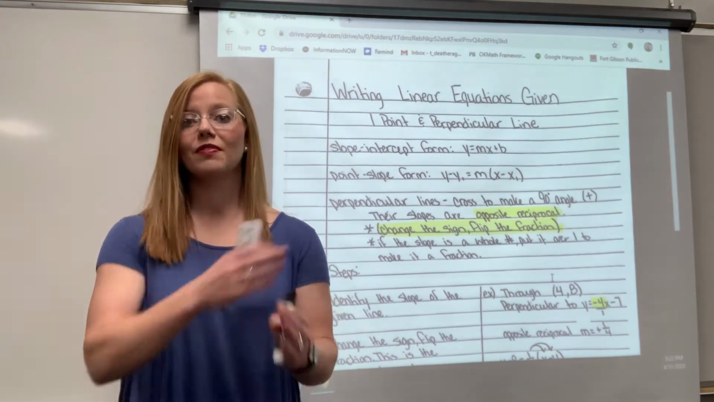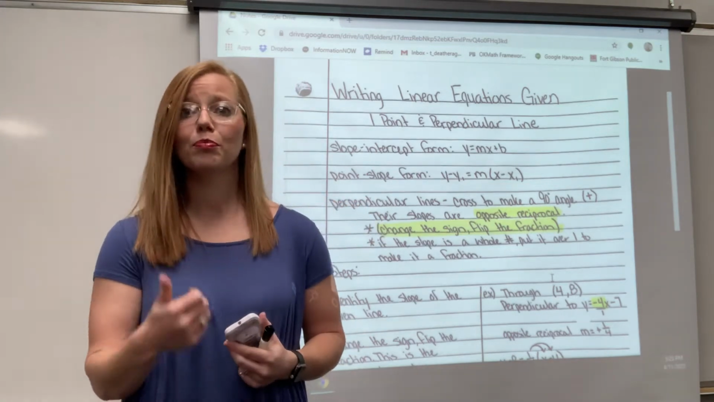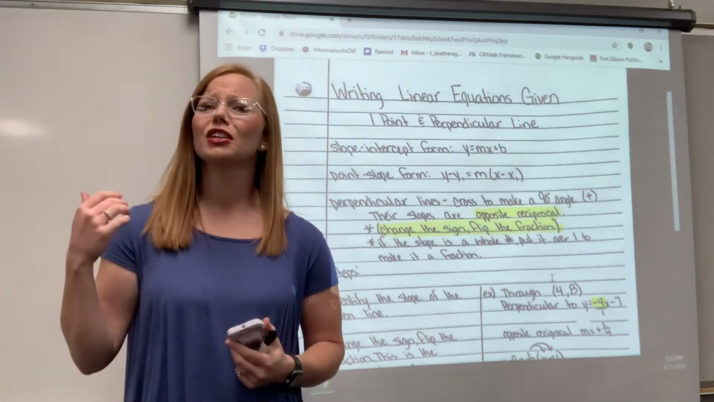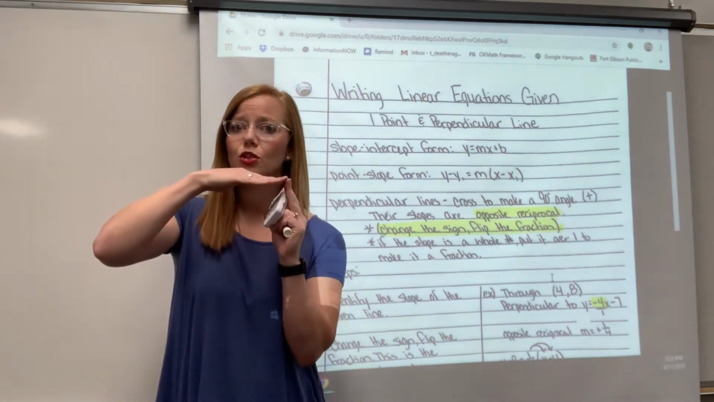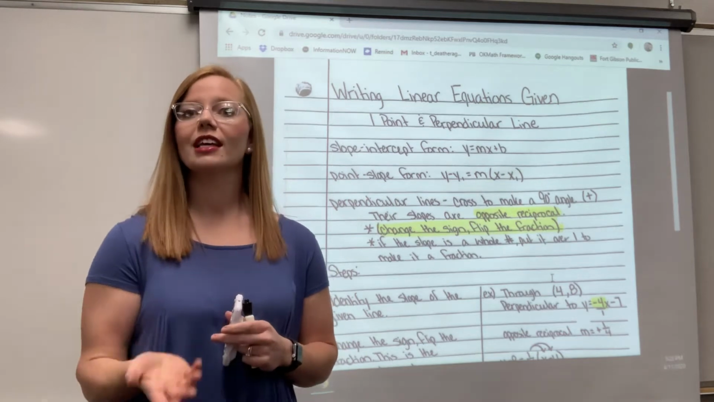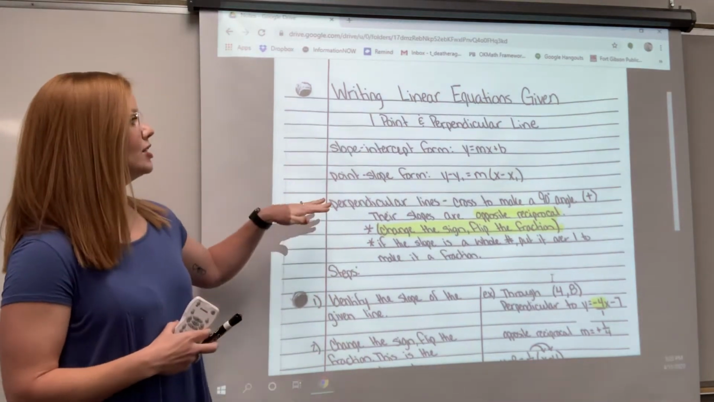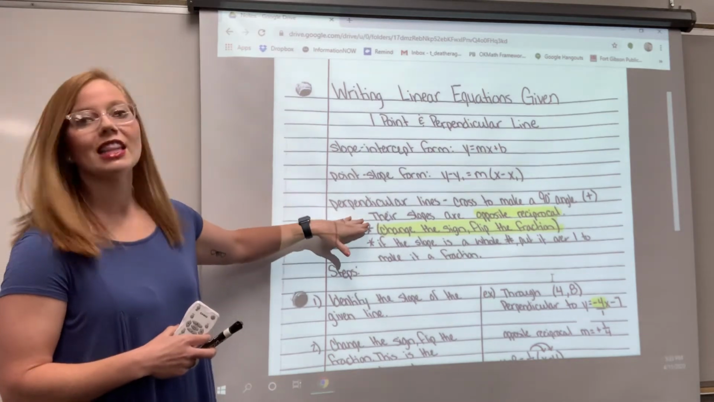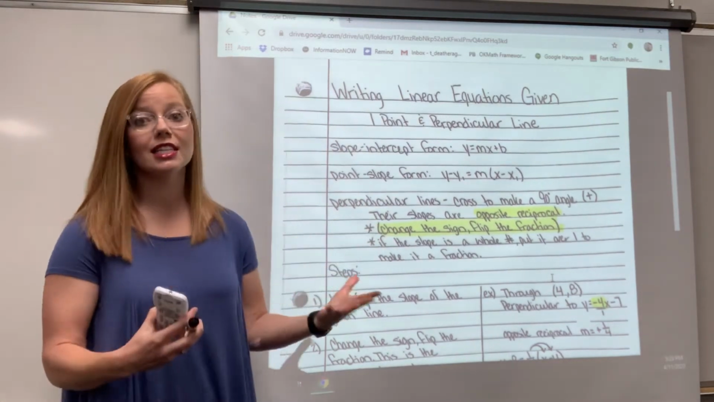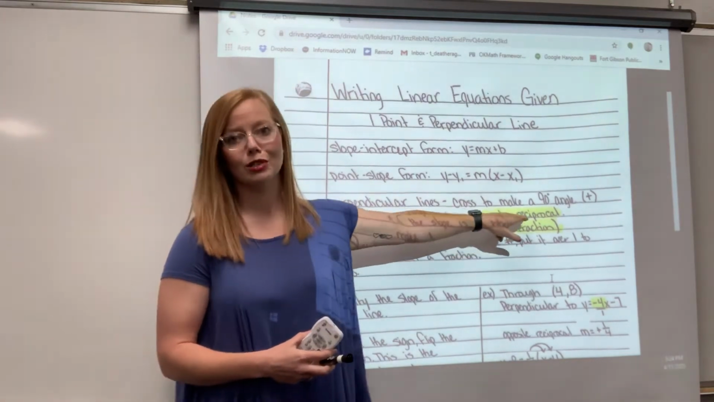So some examples of that would be to cross your arms like this, or to think of a plus sign, or like a door frame where the two corners meet. Where they make a 90-degree angle is perpendicular lines. And so one thing that we need to know about their slope, this is going to be our take home: their slopes are opposite reciprocal.